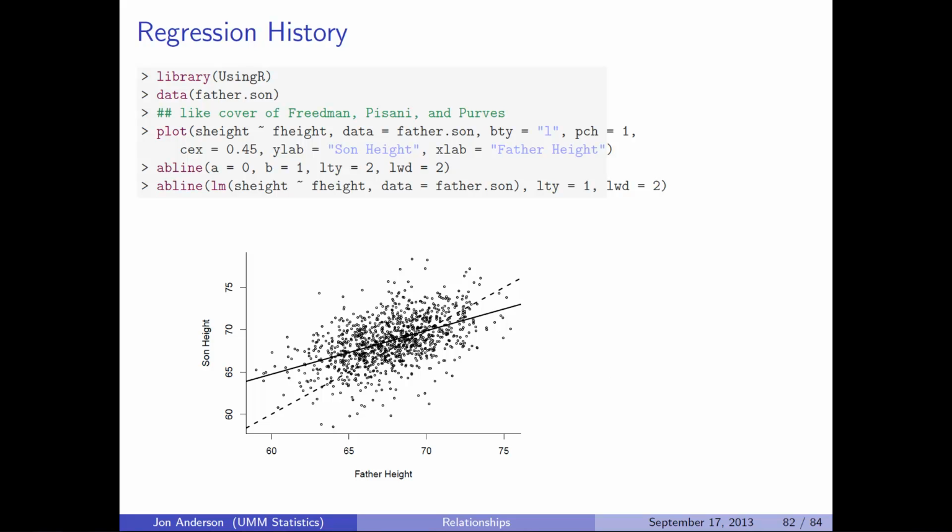Here is a way to get those lines on the father and son graph using R. I loaded the data. I made a plot of son on vertical, explained by father height on horizontal, and put some lines with a slope of 1, intercept of 0, and a slope from the best line for the solid line there.